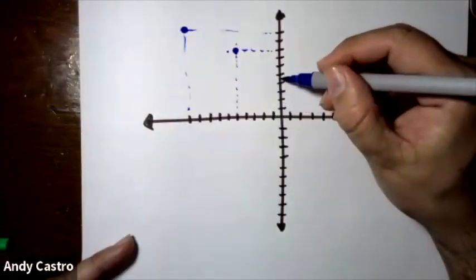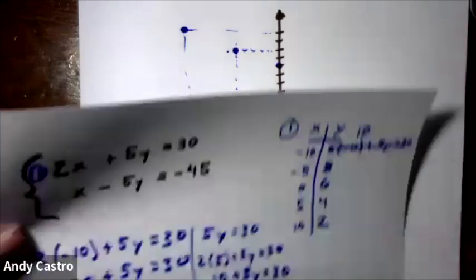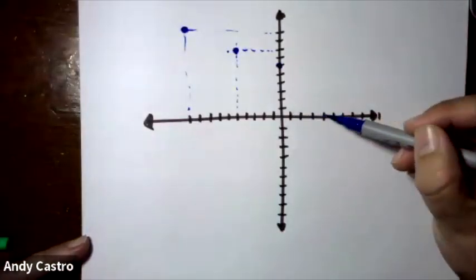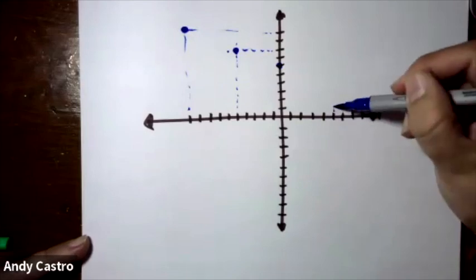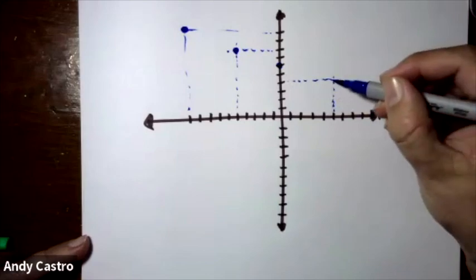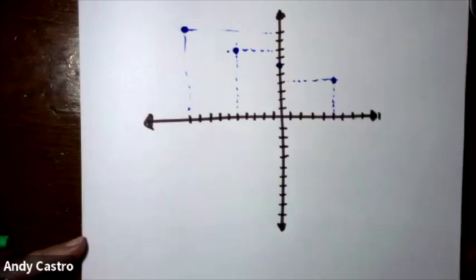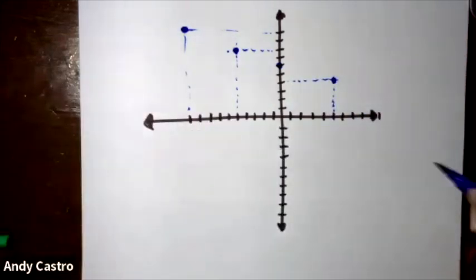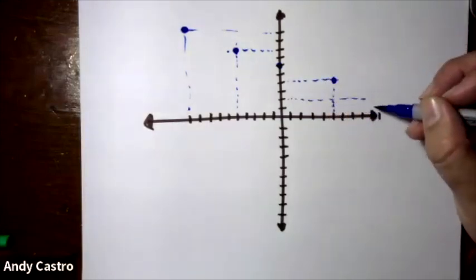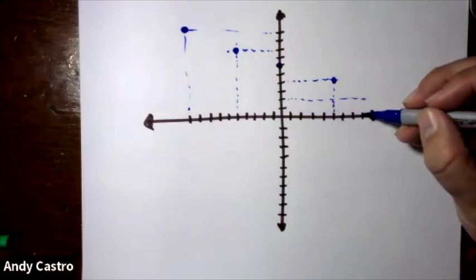Next we have 0, 6. Then we have 5, 4. 1, 2, 3, 4, 5. 1, 2, 3, 4. It's obviously easier with graph paper. You don't have to do all those little lines there. Try to make sure you're doing it right. This is 10, 2. 2, 3, 4, 5, 6, 7, 8, 9, 10.